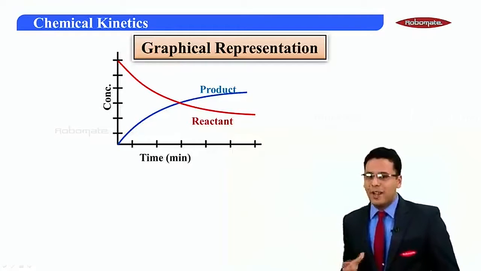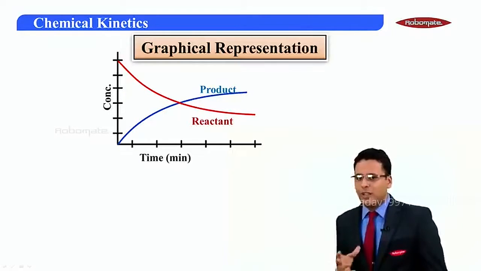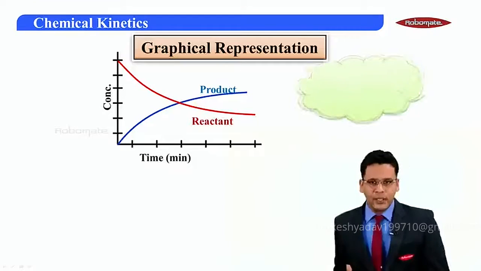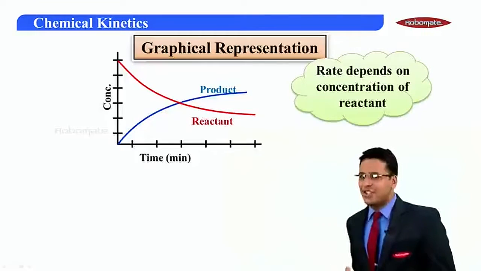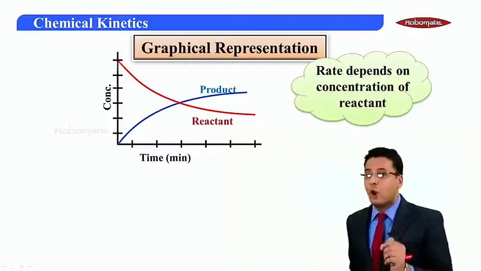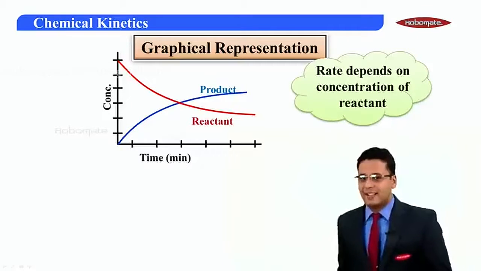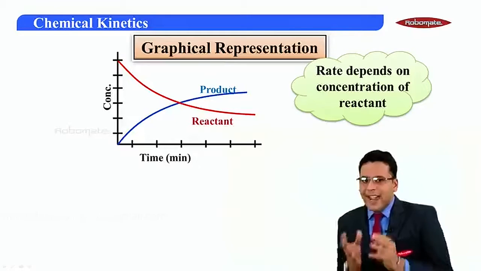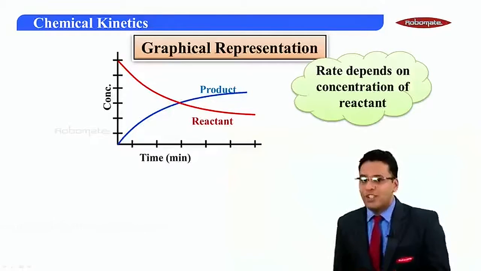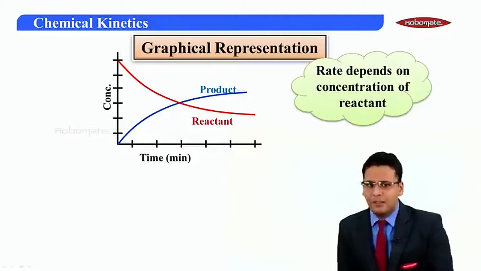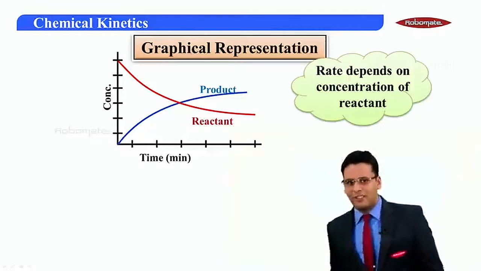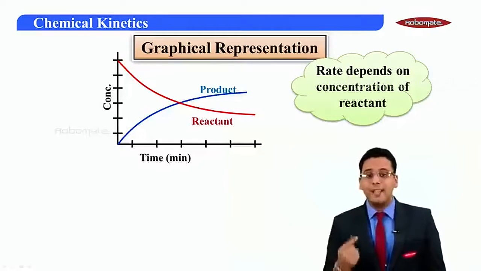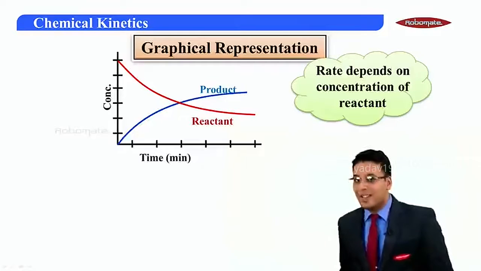I want you to pay close attention to what I am just about to say. The rate of any reaction depends on the concentration of reactants. Well, that makes sense, doesn't it? I mean, reactants are the molecules which make the reaction happen. The products are simply formed. So it is because of the reactants that the reaction is happening.